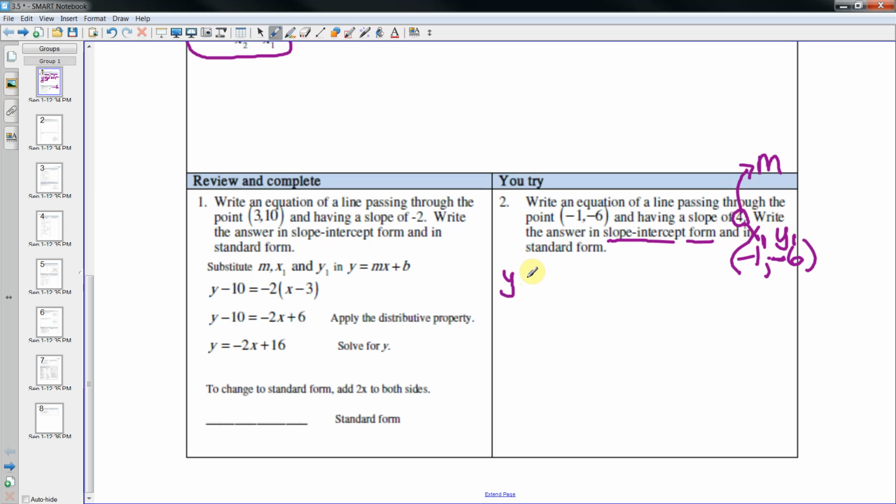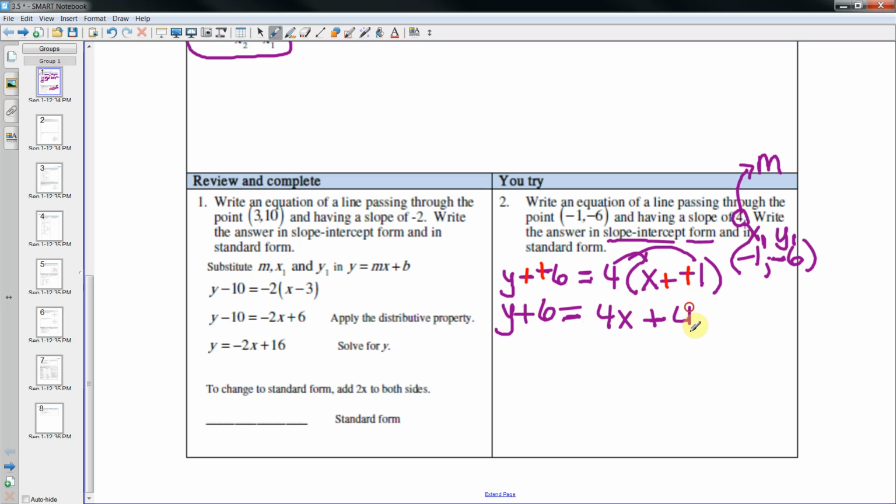So y minus y1, which is a -6, equals m, which is 4, times x minus a -1, because that's my x1. So again, those double negatives are going to change to plus, and I'm going to clear my parentheses. So nothing's happening really with y plus 6. I'm going to distribute the 4 through here. So I'm going to have 4x plus 4.